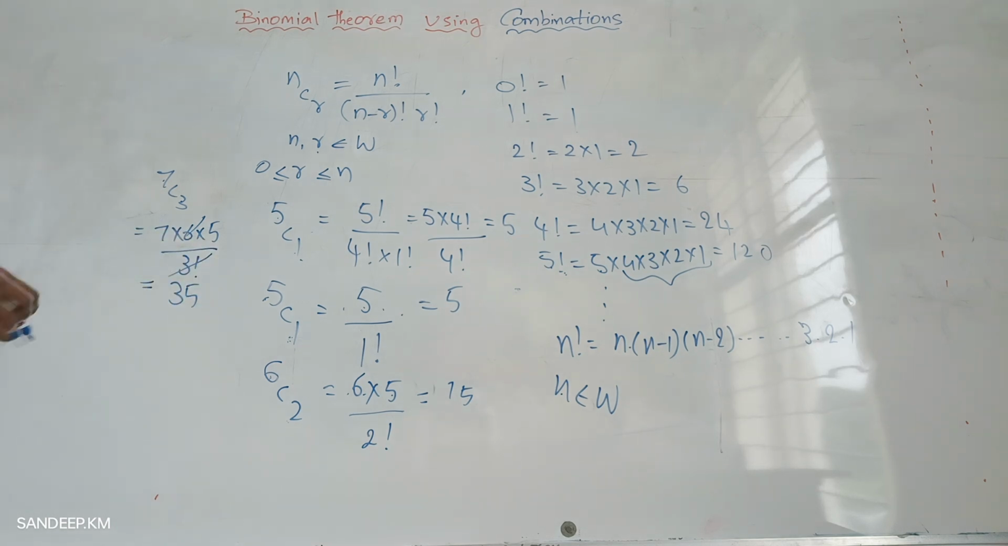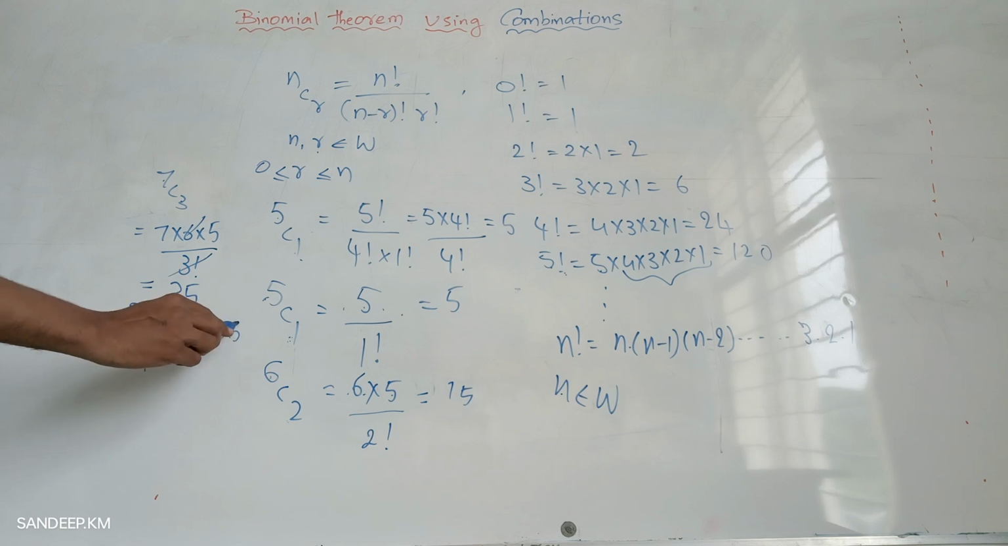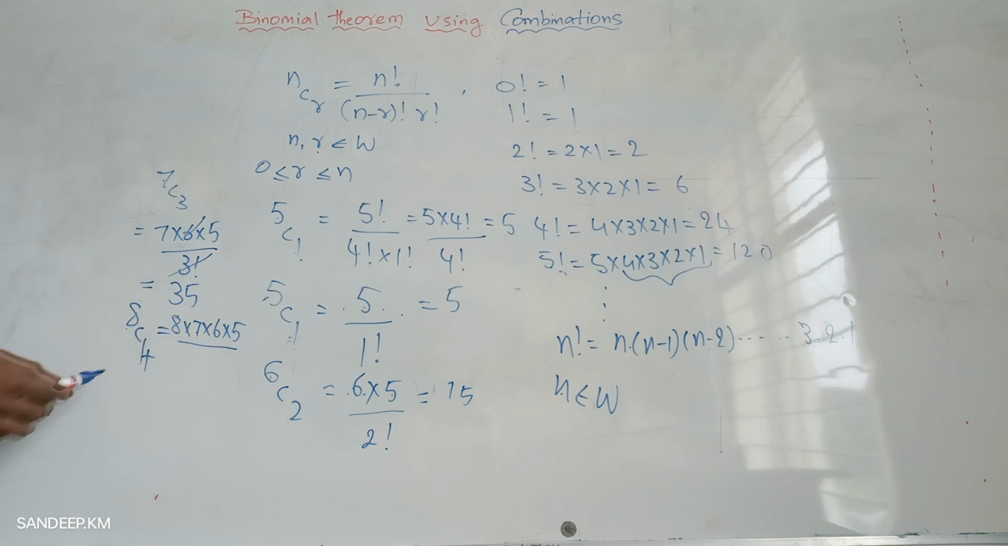One last example, 8C4. So how to write 8C4? Starting from 8, I have to write 4 numbers in decreasing order. So 8 into 7 into 6 into 5. I have written 4 numbers in decreasing order divided by 4 factorial. 4 factorial means 4 into 3 into 2. So 4 2s are 8 and 3 2s are 6, you will get 70. So 8C4 value is 70.